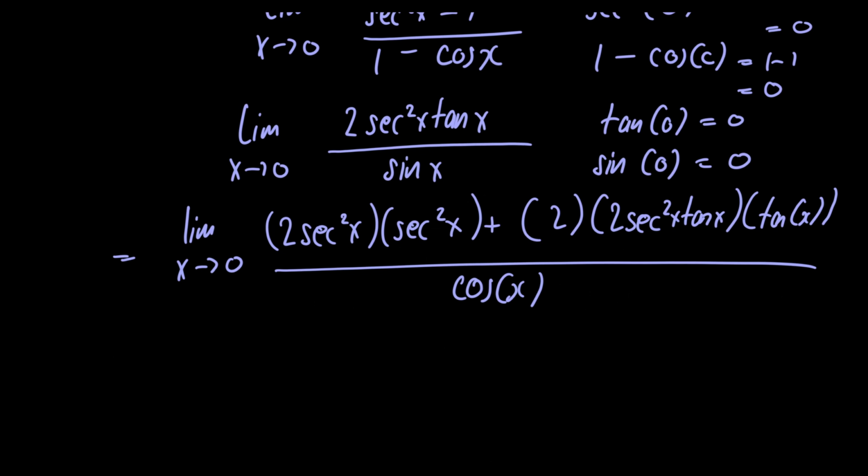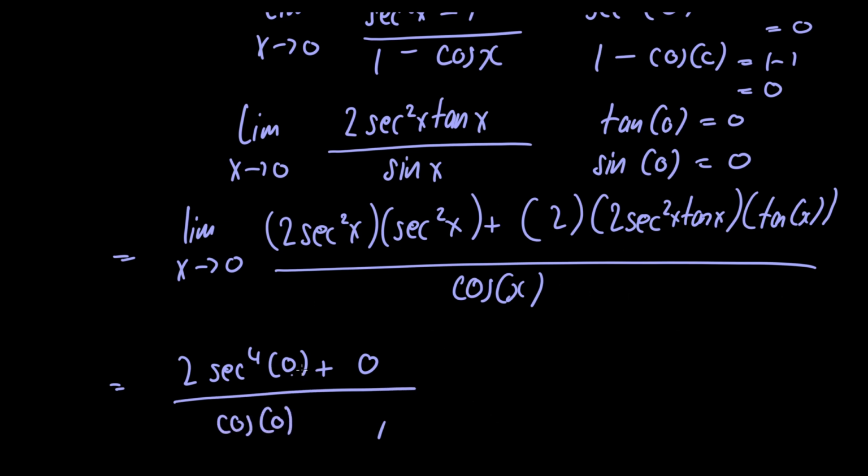Now if we plug in x is equal to 0, in the numerator we have 2 times secant to the 4th power of 0 plus 0, as tangent of 0 is just equal to 0, and in the denominator we have cosine of 0. Secant to the 4th power of 0 is just equal to 1, and cosine of 0 is equal to 1, so we're just left with 2, and that's the final answer to this problem.